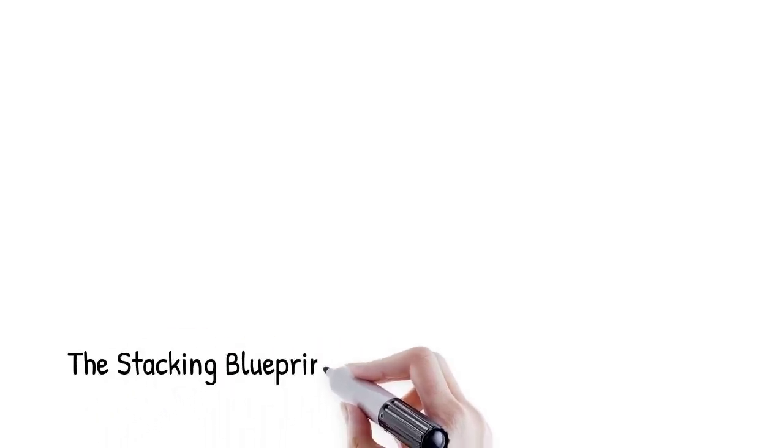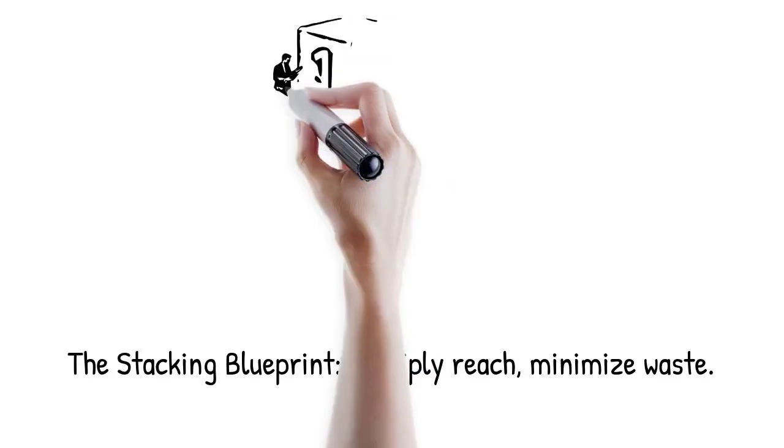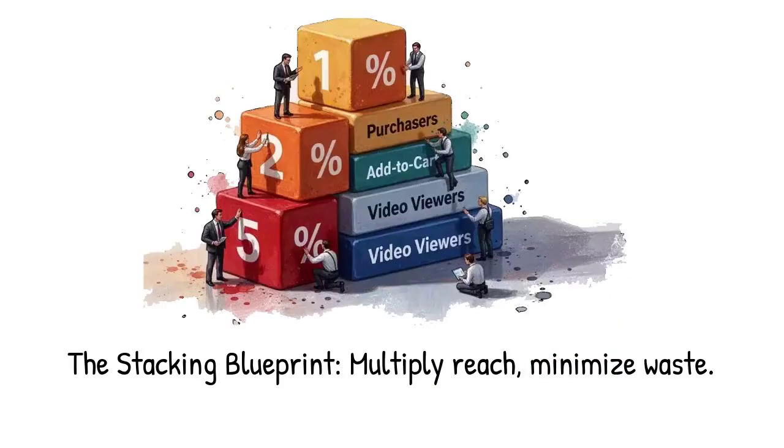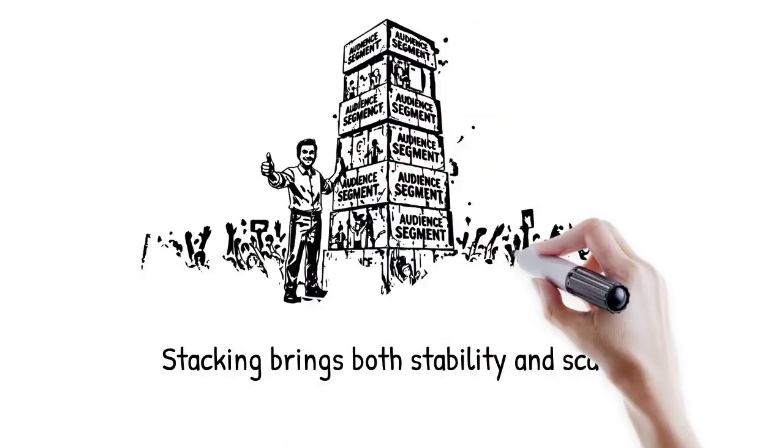3. The stacking blueprint, maximum reach, minimum waste. Use stacking when scaling, percentage stacking, 1% plus 2% plus 3% plus 5%. Same seed. Seed stacking purchasers plus ATC plus video viewers. Hybrid stacking, 1% purchasers plus 2% ATC plus 3% video viewers. Stacking equals stability plus scale.